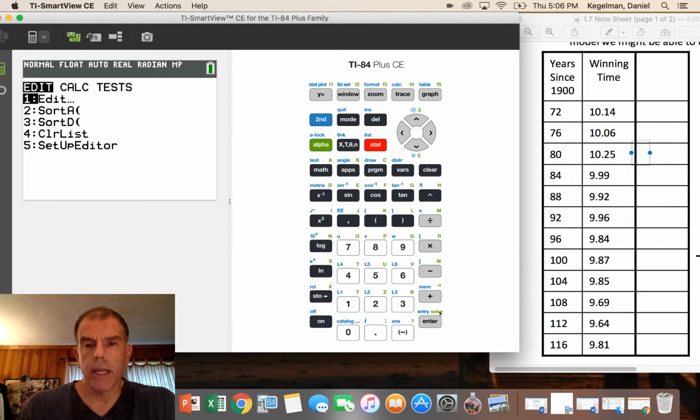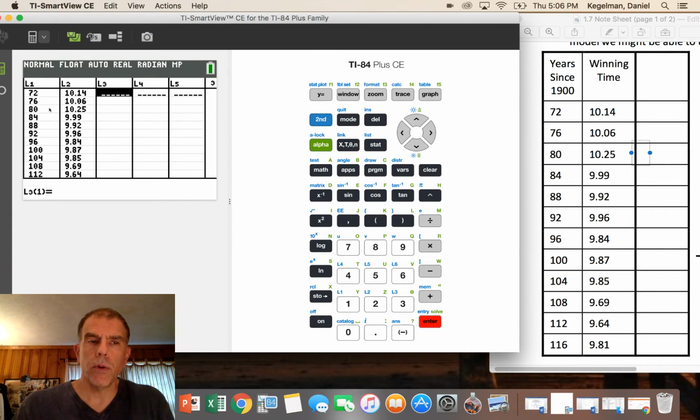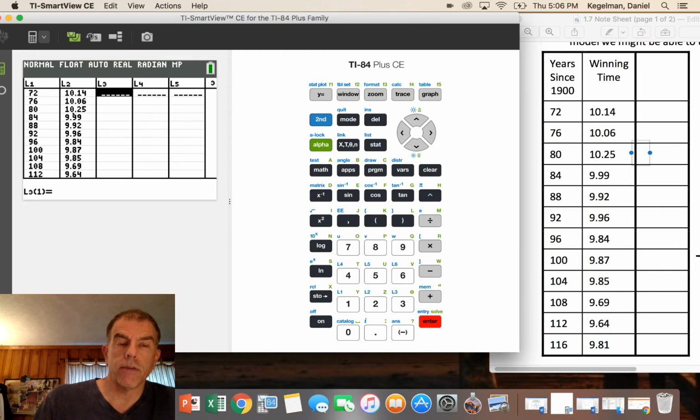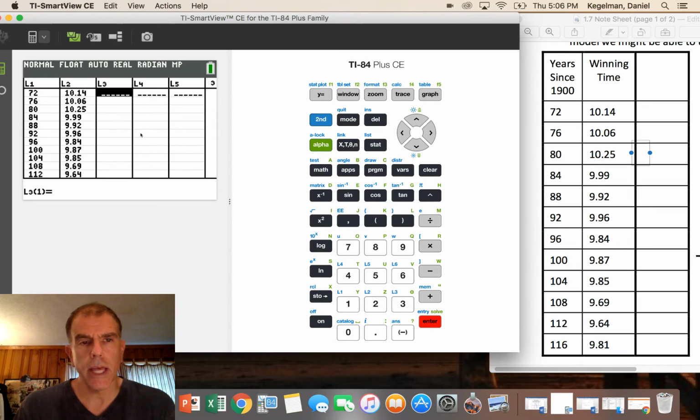But now that we're back at our data, you can see that all the data has been put in there, and you want to make sure as you do this that everything's very accurate. If one of these numbers is off, or if you put two entries in the same column or something like that, it'll screw everything up. So carefully enter that data.